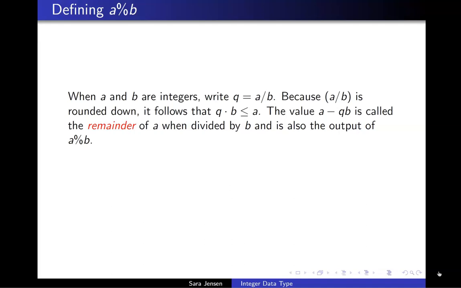That means we can compute the difference of a and this value, q times b, and this value is technically the remainder of a when divided by b. This value, that remainder, is what is technically output when we compute a modulo b in our computer programs. While this definition may sound very precise, let's work some examples to gain some familiarity.